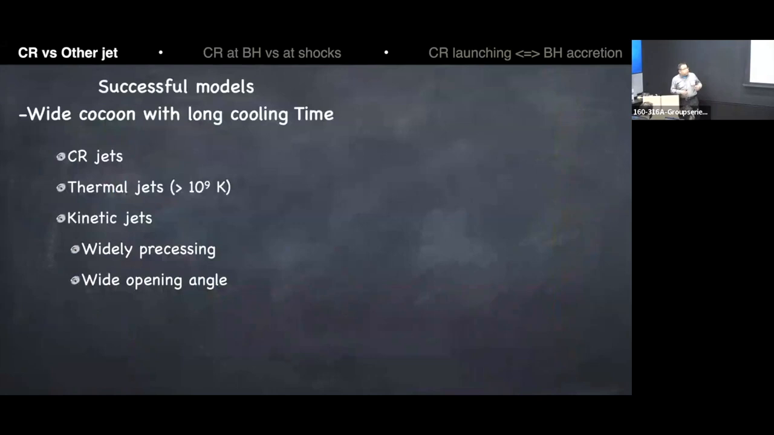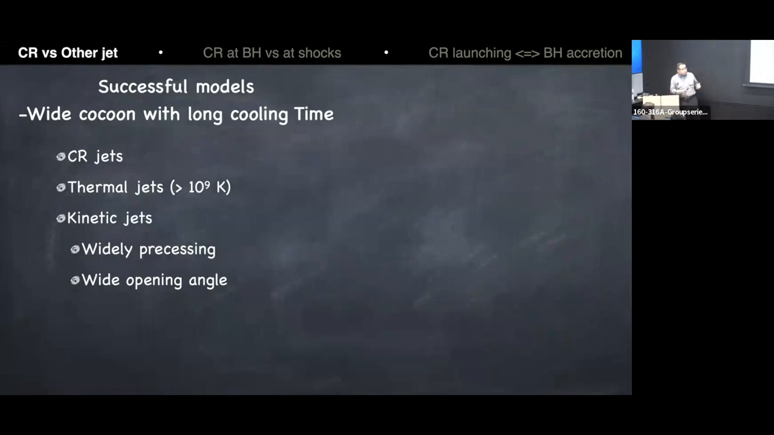So one of the conditions is that the cocoon has to be wide enough, and also the cooling time of the jet within the AGN jet cocoon has to be long enough. With this, given a high enough energy flux, it could quench the galaxy. And following that, we see a few categories of more successful models that could fulfill these criteria.